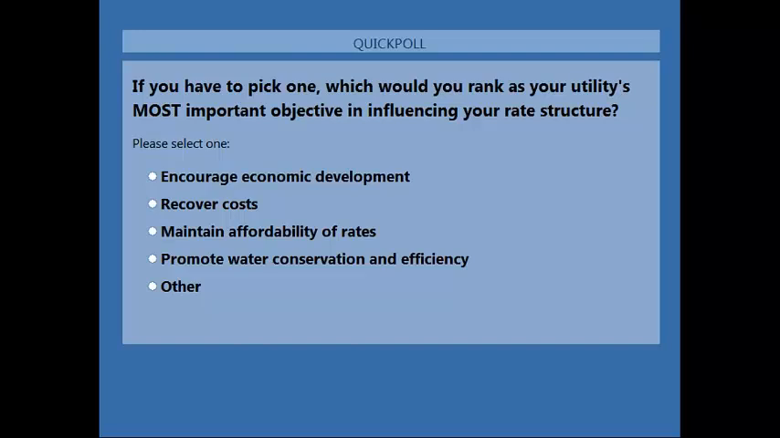Is it to encourage economic development? Is it to recover costs? Is it to maintain affordability? Is it to promote water conservation and efficiency? Or do you have some other objective that you want to achieve with your rate structure? What's your single most important objective? All right, I'm going to close it in 3, 2, 1. Okay.